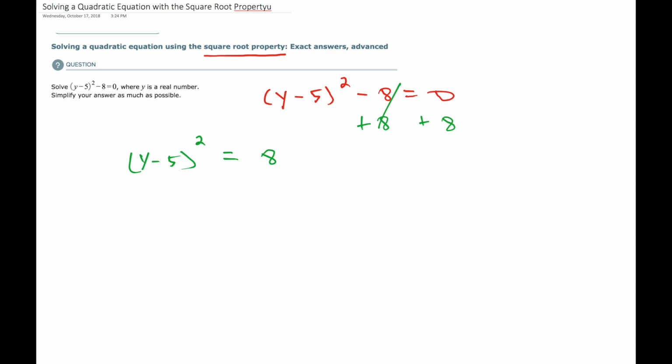So we're going to use the square root property, which means you're going to take the square root of both sides. You're going to go root, and then when you do this, you always go plus or minus root. Okay?